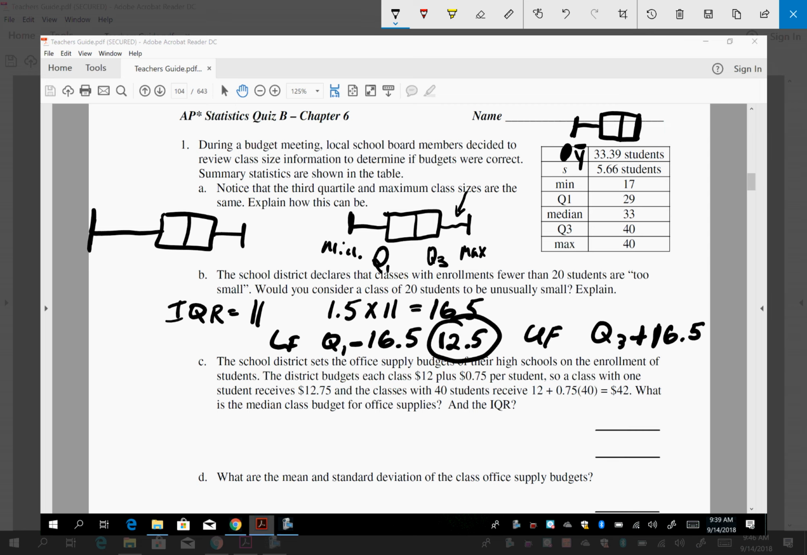So back to what we were saying. Is 20 lower than 12.5? No. So is 20 unusual? No. They might say it's too small, but it's not unusual. It's not an outlier.